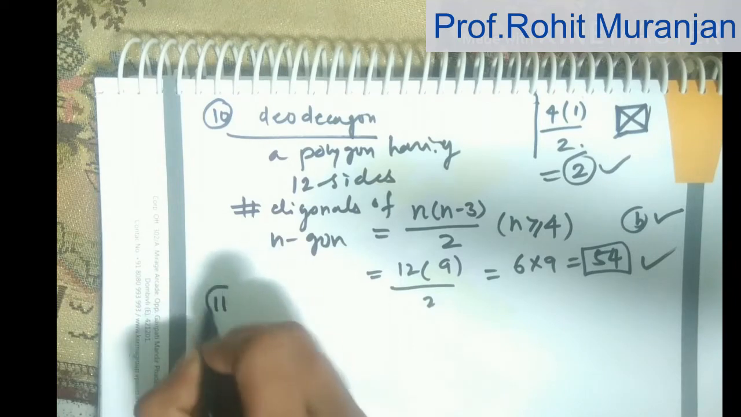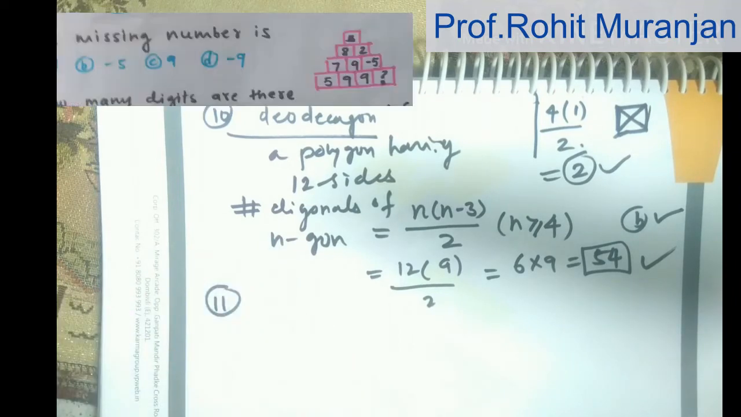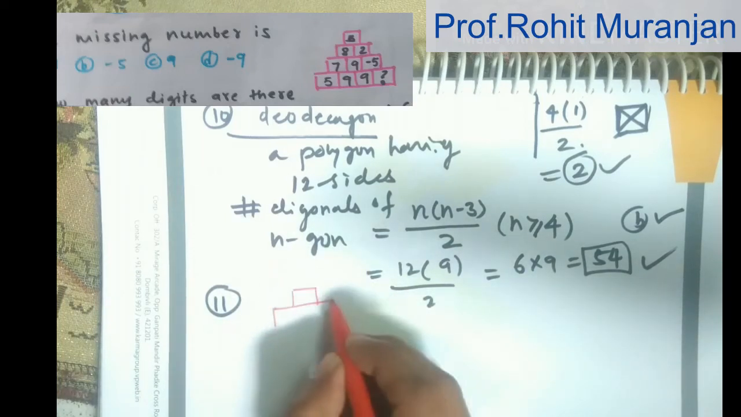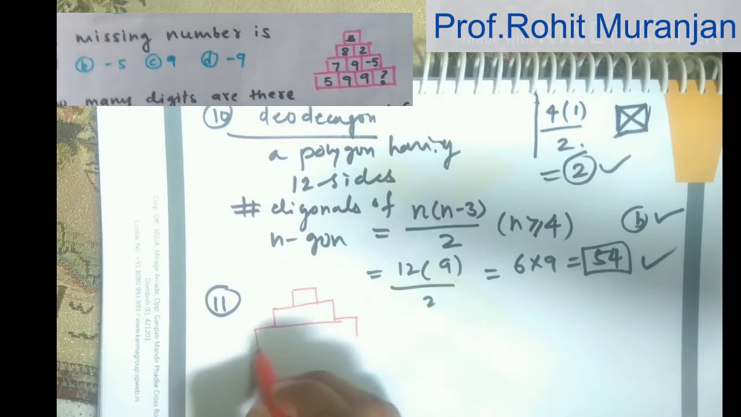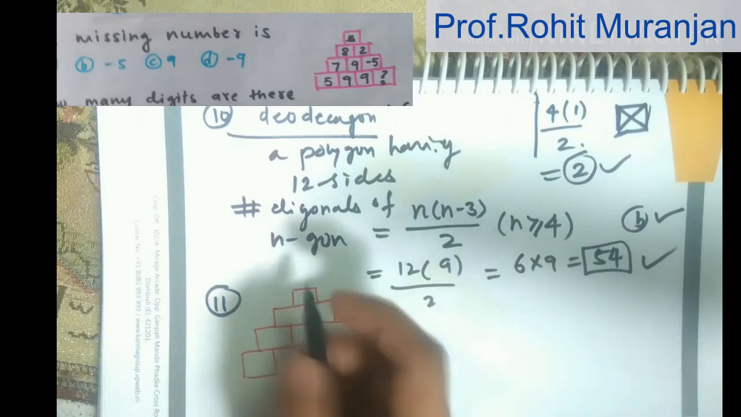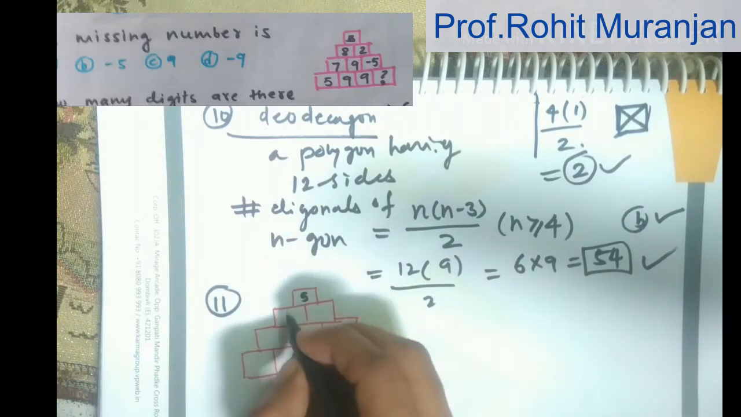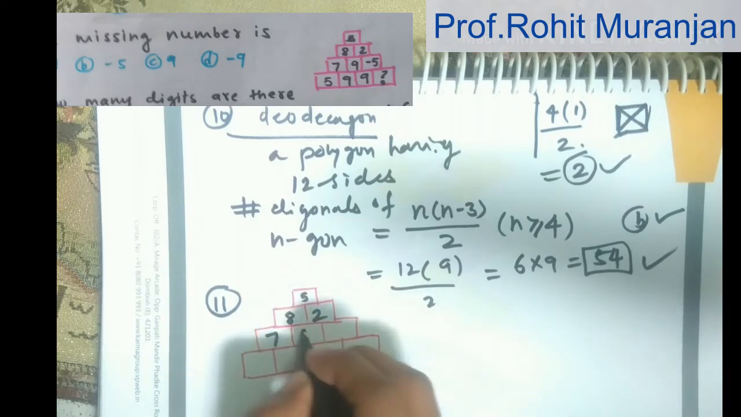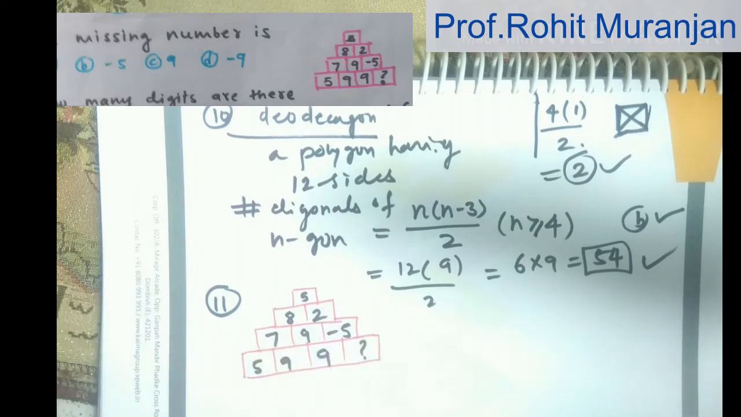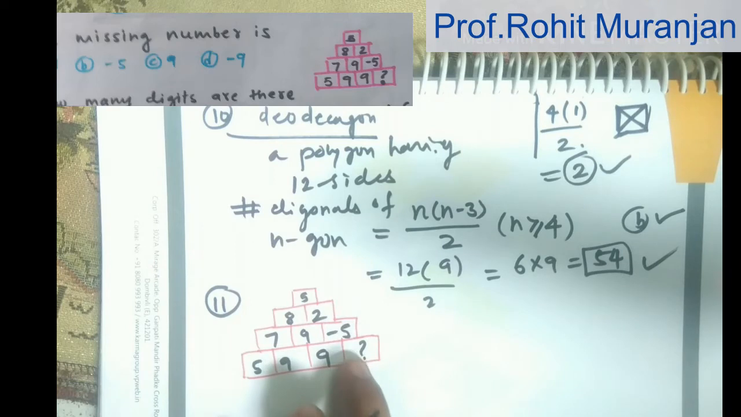Let's try to solve problem number 11. What they are saying, they are asking for a missing number. So see, this is what they have given. Okay, so they have given some numbers inside these boxes: 5, 8, 2, 7, 9, minus 5, 5, 9, 9, and they have given a question mark. They want us to find what number will be in place of the question mark.